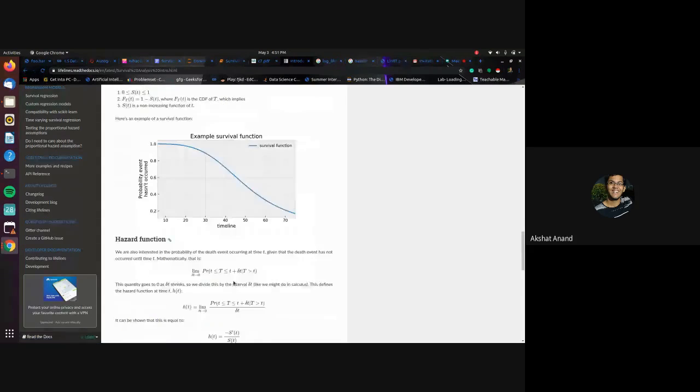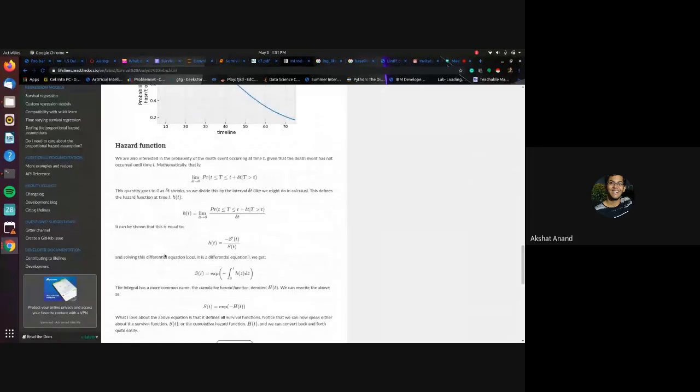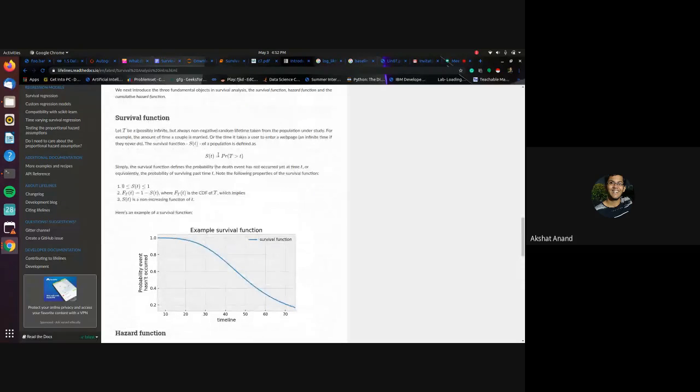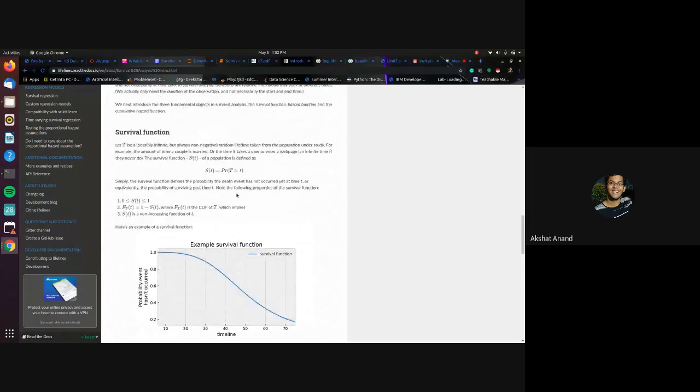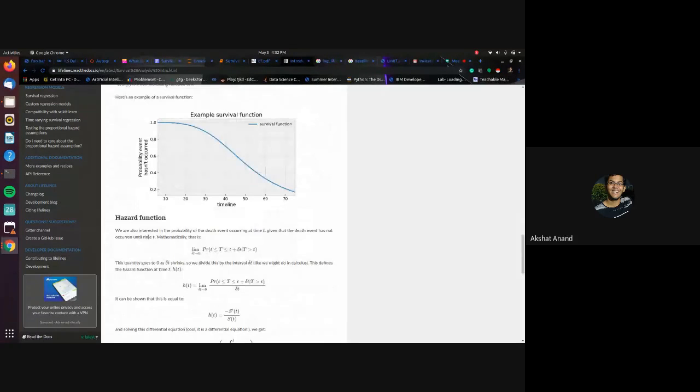Now moving on to the next function, the hazard function. The survival function calculates the survivability of a person for a particular time period. But the hazard function calculates the probability of a death event occurring at time t.